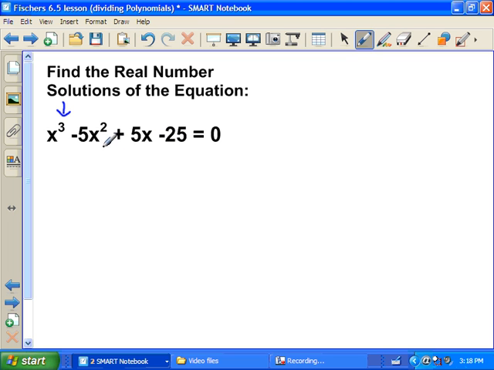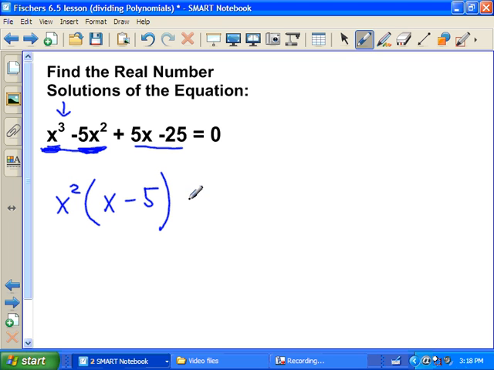The best way to do this would be to look at these first two terms and then look at these last two terms and see if we can do some factoring here. A common factor in these first two terms would be x squared. So if I pull an x squared out, I get an x, right? x squared times x equals x cubed. And I have an x squared out here, I'm going to get a minus 5 there. So clearly x squared times x is x cubed, x squared times minus 5 is minus 5x squared.